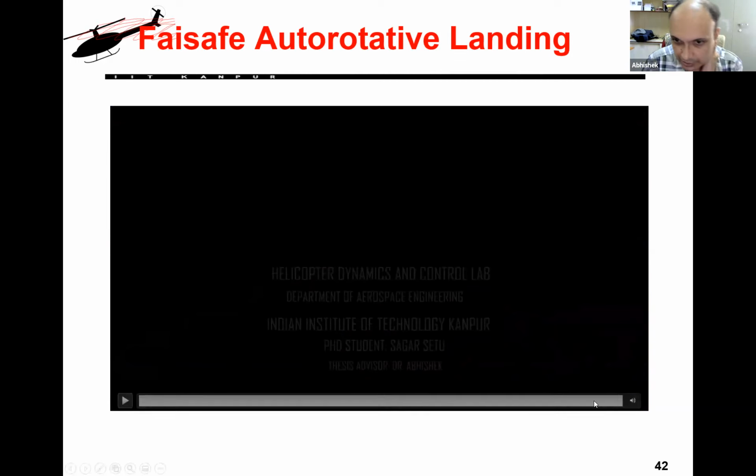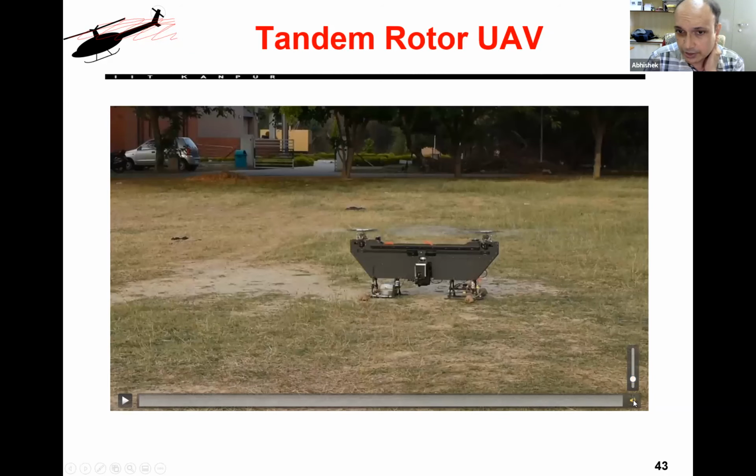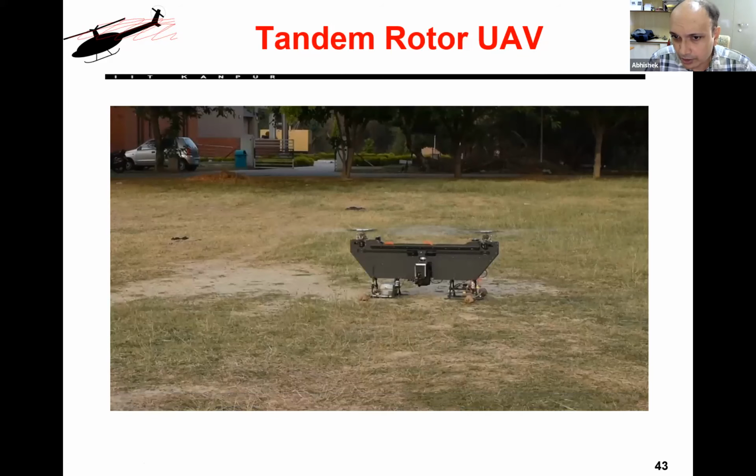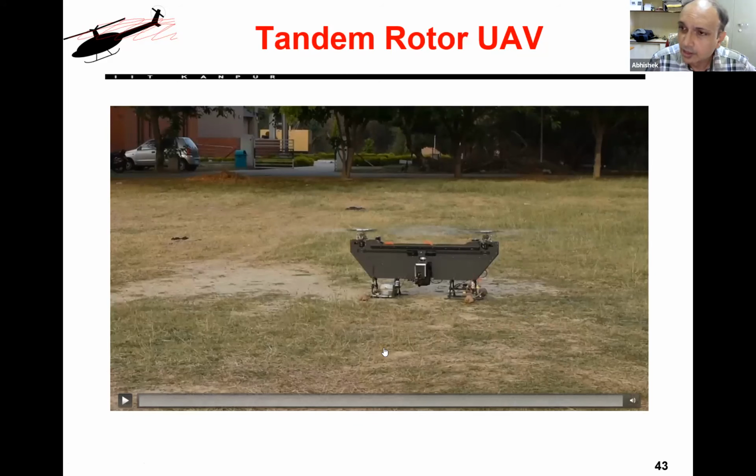Then in 2018, we came across a competition in America where there is an organization called National Institute of Standards and Technology, NIST, which is a government lab supported by the Department of Commerce in USA. So they had a competition going on where the goal was to design a helicopter which can lift 10 kg payload and hover for more than 1 hour or so. So we formed a team for that.